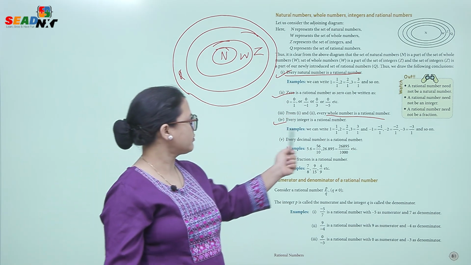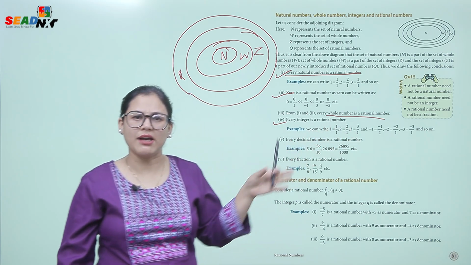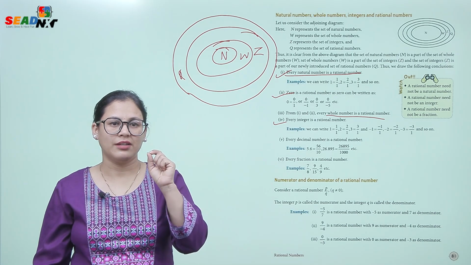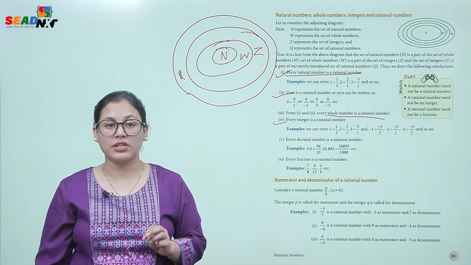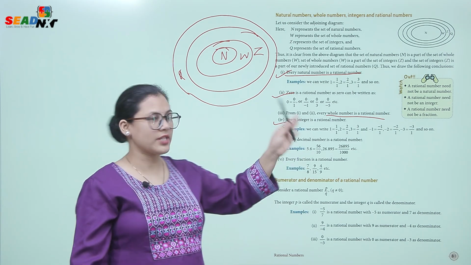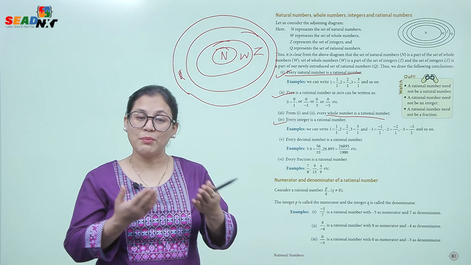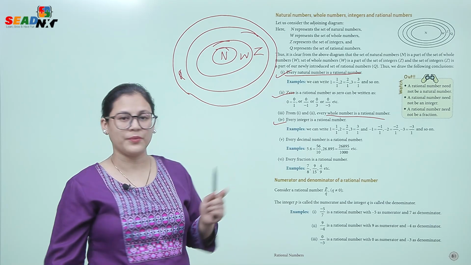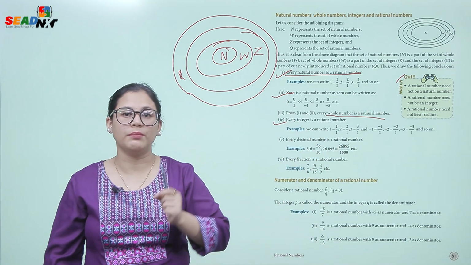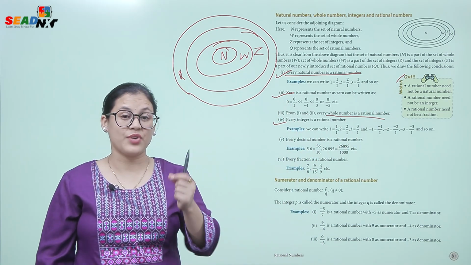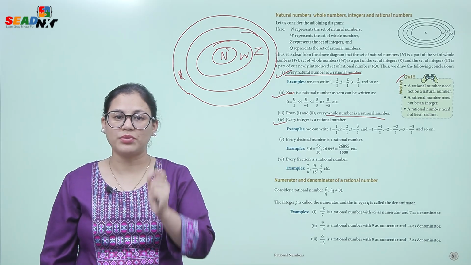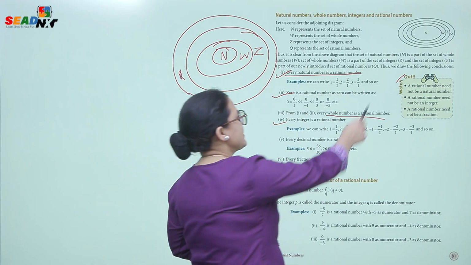For example, these are the integers, and all integers are what? Rational numbers, okay. 5, every decimal number is a rational number, okay. For example, this is a decimal number, this is also a rational number. 6, every fraction is a rational number, because a fraction is always in a p by q form, that is why it is also a rational number, okay. Watch out, a rational number need not be a natural number. A rational number need not be an integer. A rational number need not be a fraction. Remember all these things, okay.